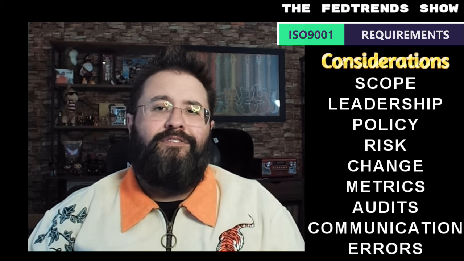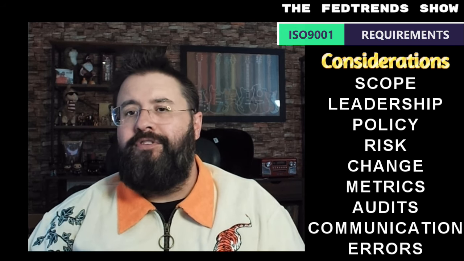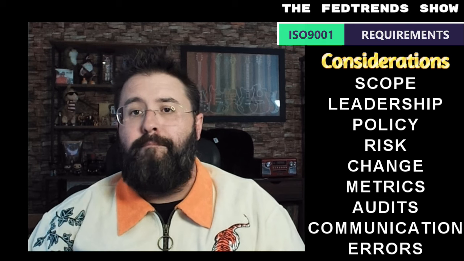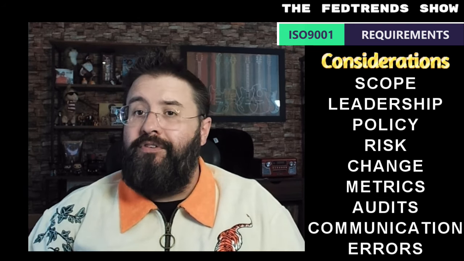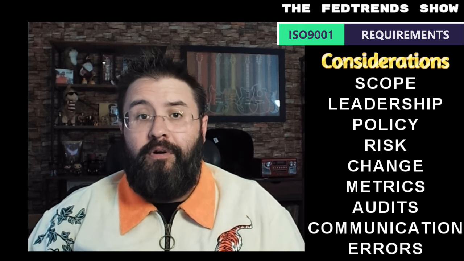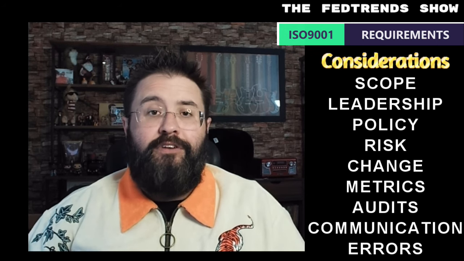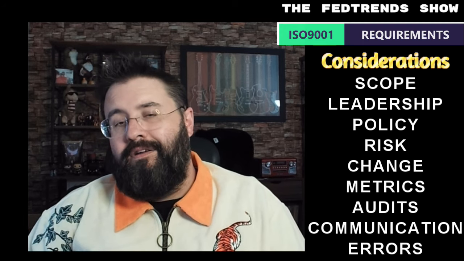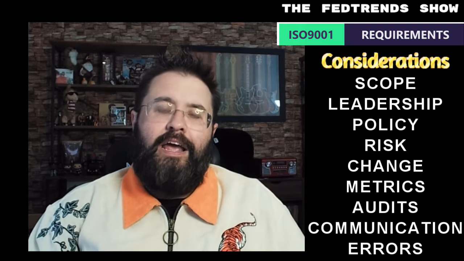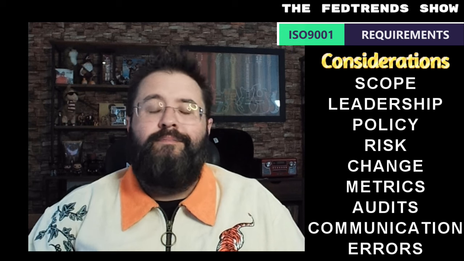Then there are some things: you need to have some policy documents, you need to do risk management, you need to manage change and records in the environment, you need to have some metrics to measure things, you need to do internal audits, you need communication and training on your quality system, and then if you have an error, what they call non-conforming product, you have to document that and figure out what went wrong.